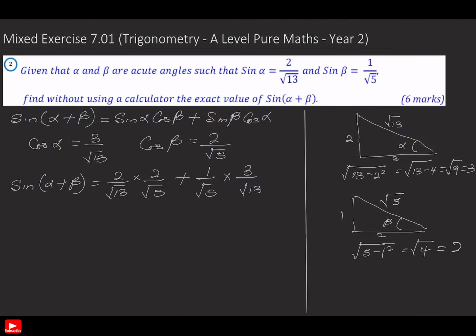Now we can simplify that to get 4 over root 65 plus 3 over root 65. Simplifying that gives us 7 over root 65. And that is the exact value required. If we want, we can rationalize this to get 7 root 65 over 65.